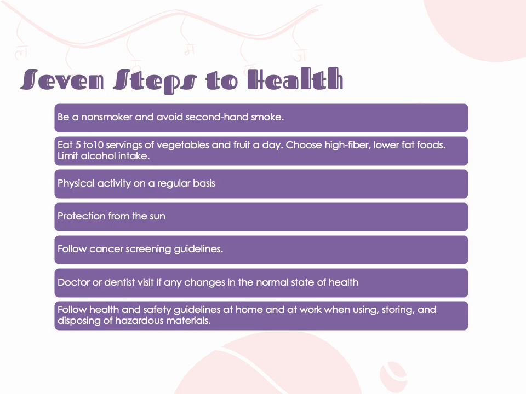Not only do we discuss what our health indicators are, there are different ways that we can help promote health. And these are things that you as the nurse would want to help encourage with your clients that you see in your medical field. So you do have 7 steps to health that I want to highlight. You want to highlight being a non-smoker and avoiding secondhand smoke. You want to encourage good nutrition, so that's eating 5 to 10 servings of fresh vegetables and fruit, high fiber diet, low fat foods, and limiting alcohol intake.